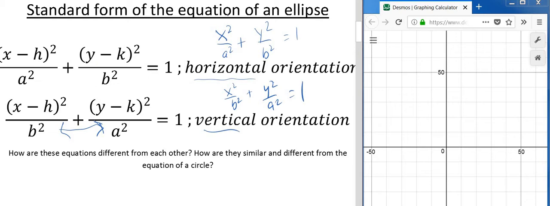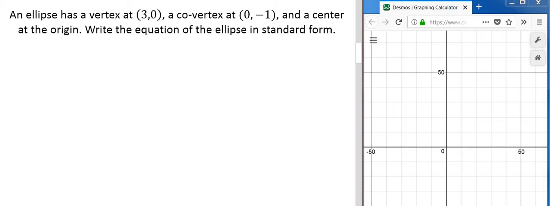Circles, we saw both forms, but the ellipses, they choose to only have the center at 0, 0. So they're just kind of making it a little simpler on us. Let's look at a couple examples.